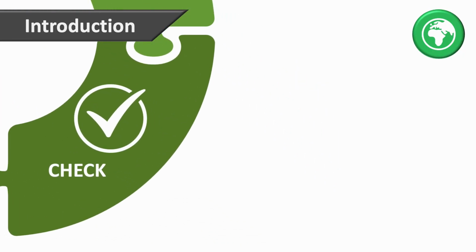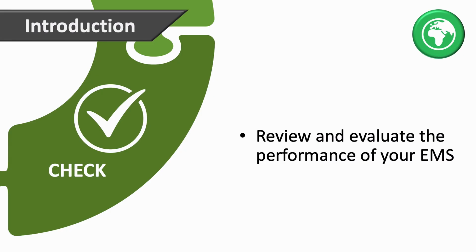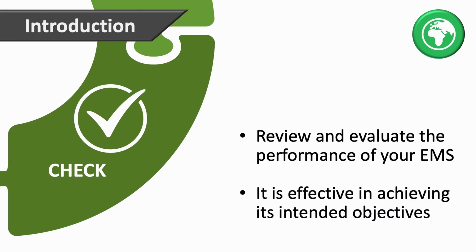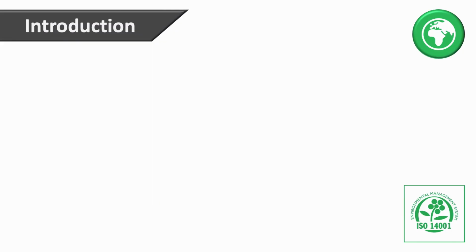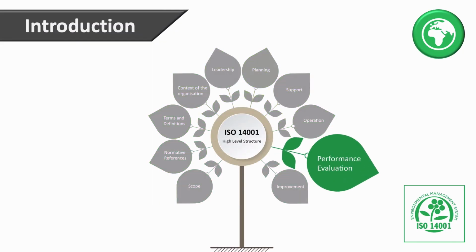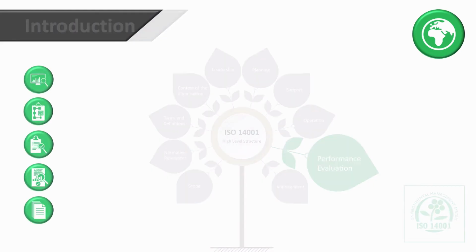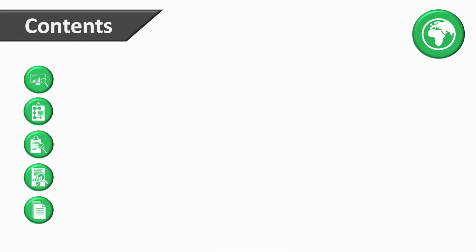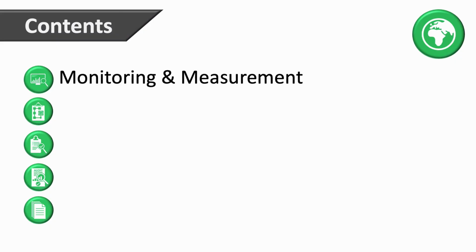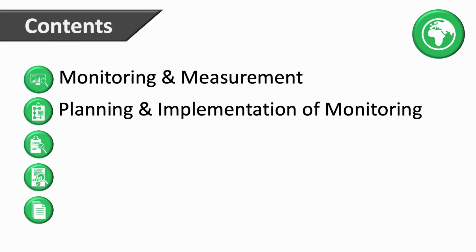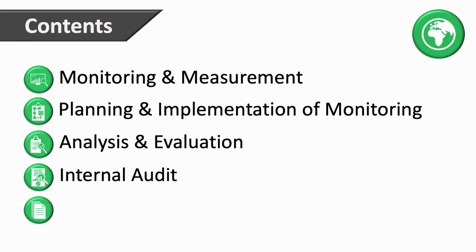During the check stage, your main job is to review and evaluate the performance of your EMS, to ensure that it is effective in achieving its intended objectives. In other words, here you check that it is working. The content of this module relates to Clause 9 of the ISO 14001 high-level structure, performance evaluation. And so, in this module, we will explore the following sections: monitoring and measurement, planning and implementation of monitoring systems, analysis and evaluation, internal audit, and, finally, types of reporting.